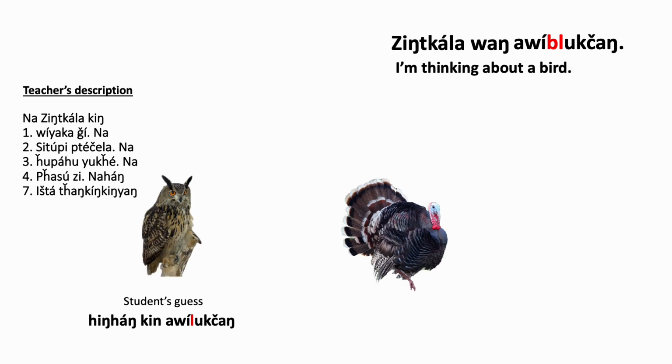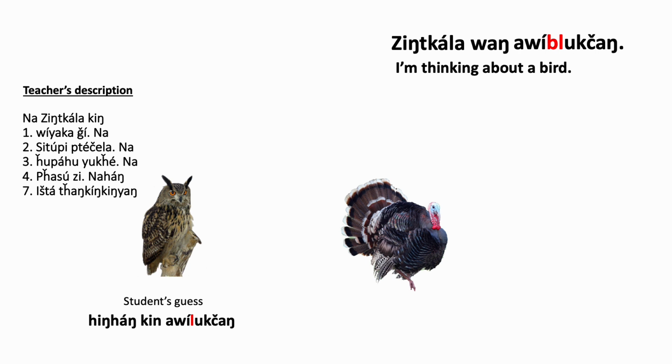And for the bird, zintkala wa awiblukcha. I'm thinking about a bird. Na zintkala ki wiaka chi. So wiaka, remember, is feathers. Chi, brown. And for the older classes, you can reduplicate that color because there's more than one feather. But we're keeping it simple for the younger kids too, so that they can get their colors down. Na situpi ptechela. It has a short tail.